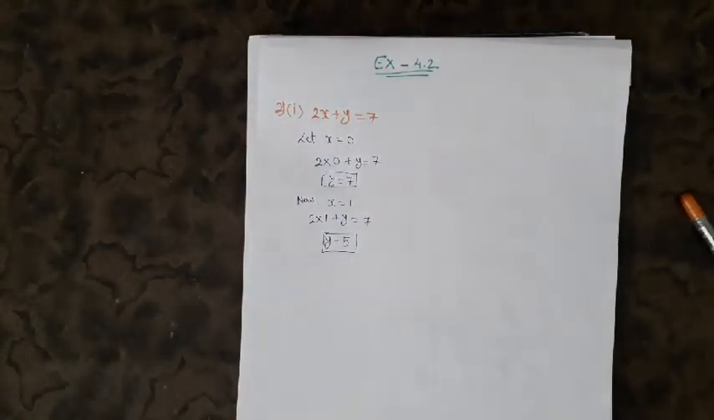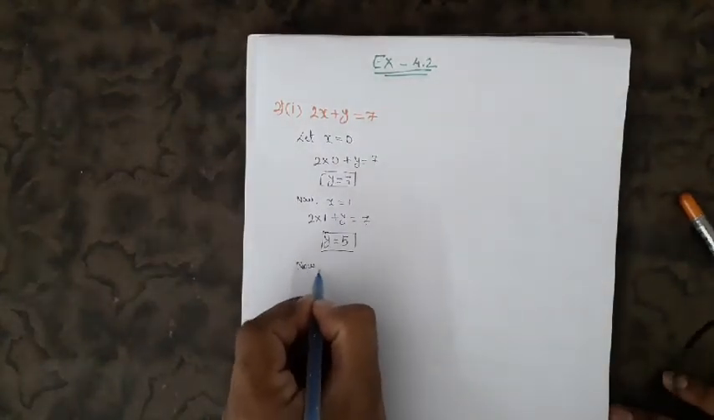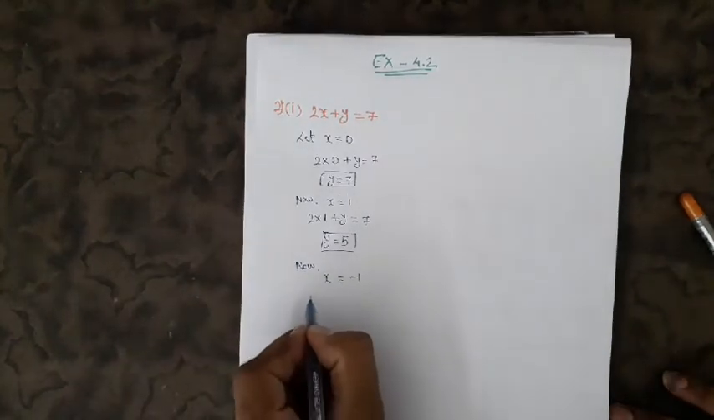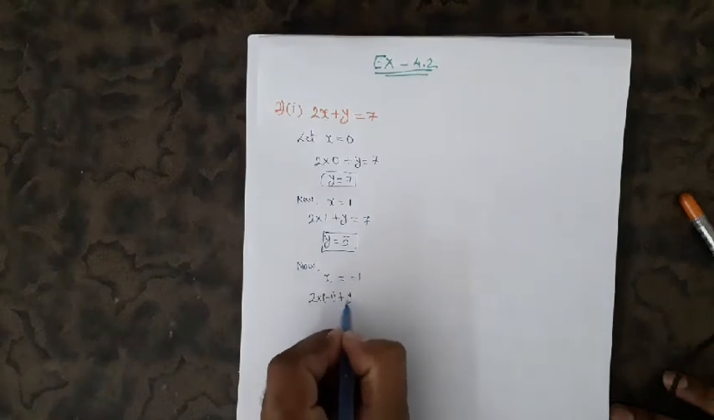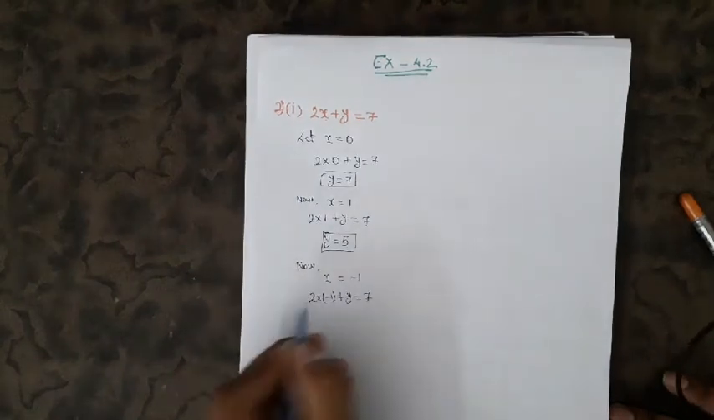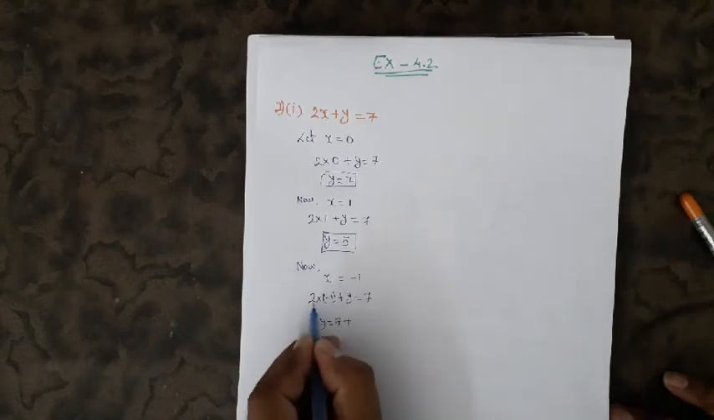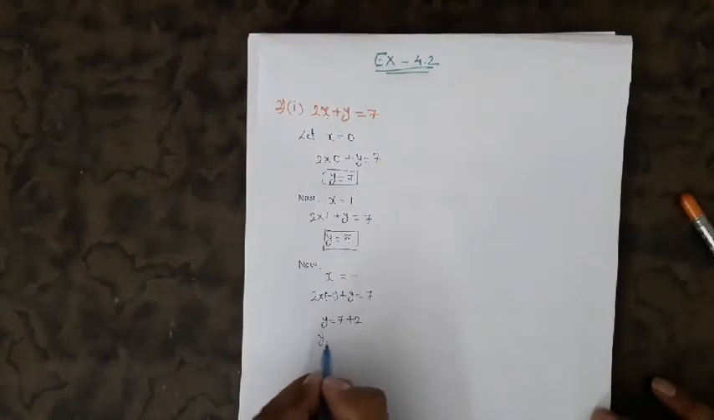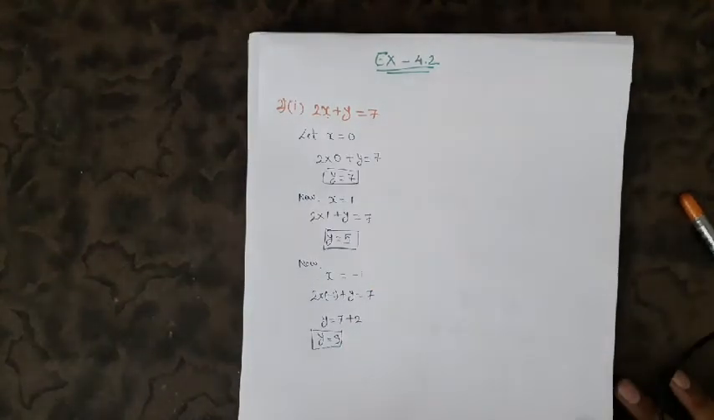Now for the third solution, instead of x I'm taking minus 1. So 2 into minus 1 plus y equals 7. 2 into minus 1 is minus 2. y would be 7 minus 2, but when it is shifted the sign changes, so y would be 9. So the third time I took x equals minus 1 and got y equals 9.